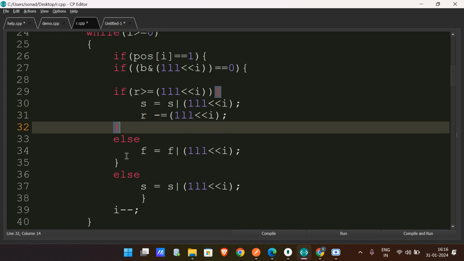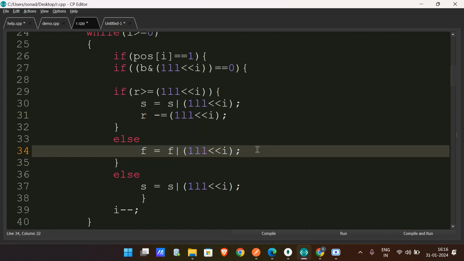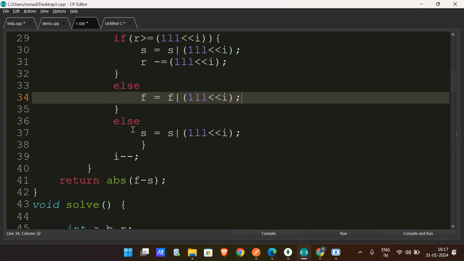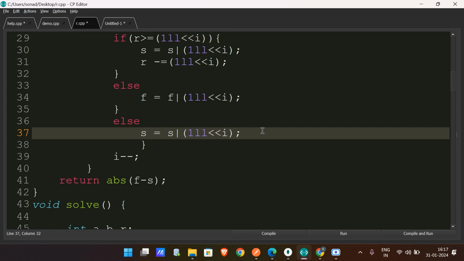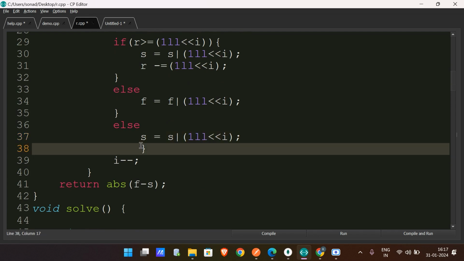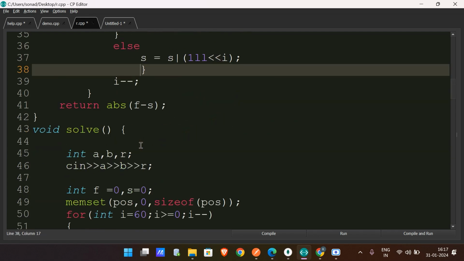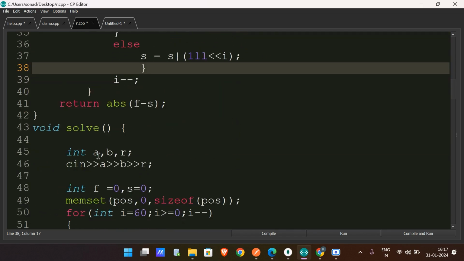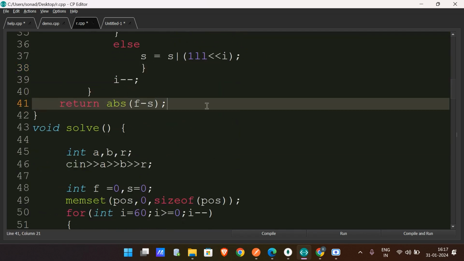If we don't have R greater than or equal to 2 to the power I, then I have to assign 1 at the ith position to F only. That is the first term, because I cannot go for 1 in the second term, because we don't have enough R. Now, if we already have 1 at the ith position, then I'm assigning OR with S at the ith position, so that we can put a 0 in our X, because we already have the 1 that we want. So that's it. And after that, I'm returning the difference between F and S.